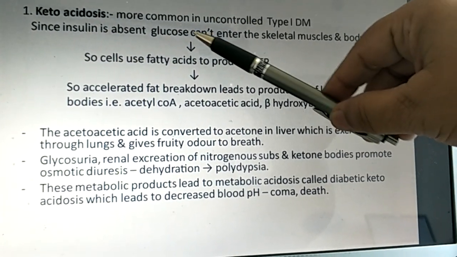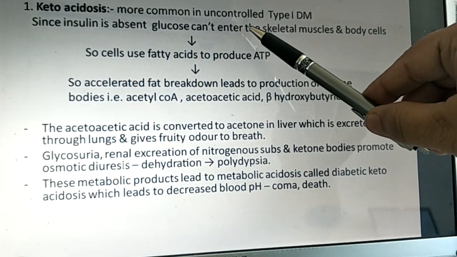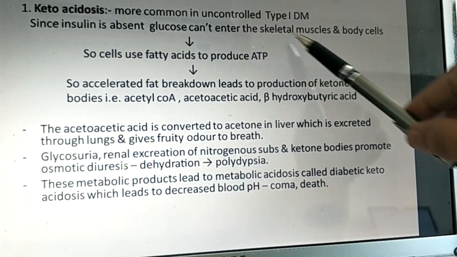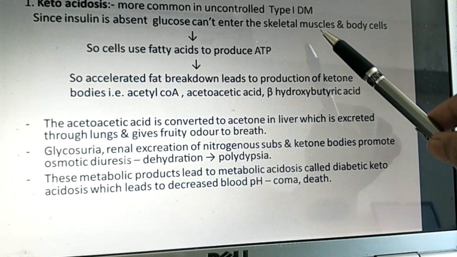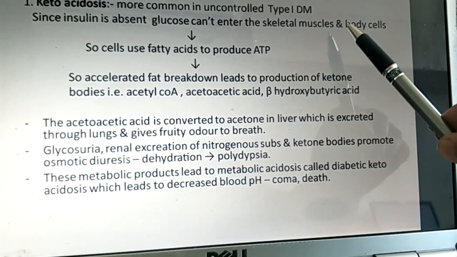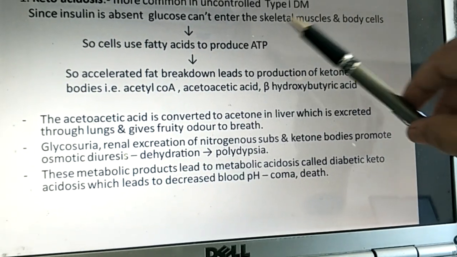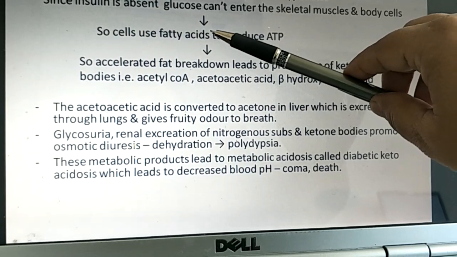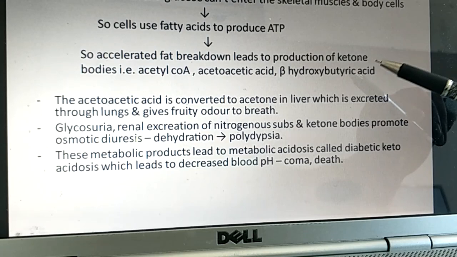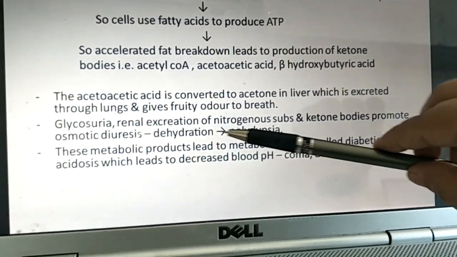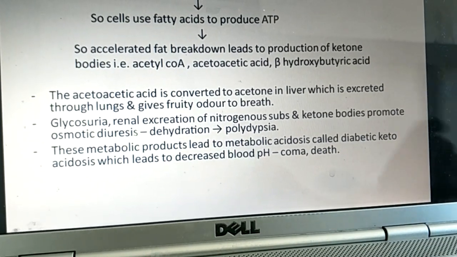The reason behind it is deficiency or absence of insulin, causing failure of entry of glucose into the body cells. Glucose is present in excess in the blood, but the cells are not able to use it. Hence, for energy, they turn towards fatty acids and break them down into ketone bodies. These ketone bodies give a fruity odor, lead to dehydration, acidosis, coma, and death.